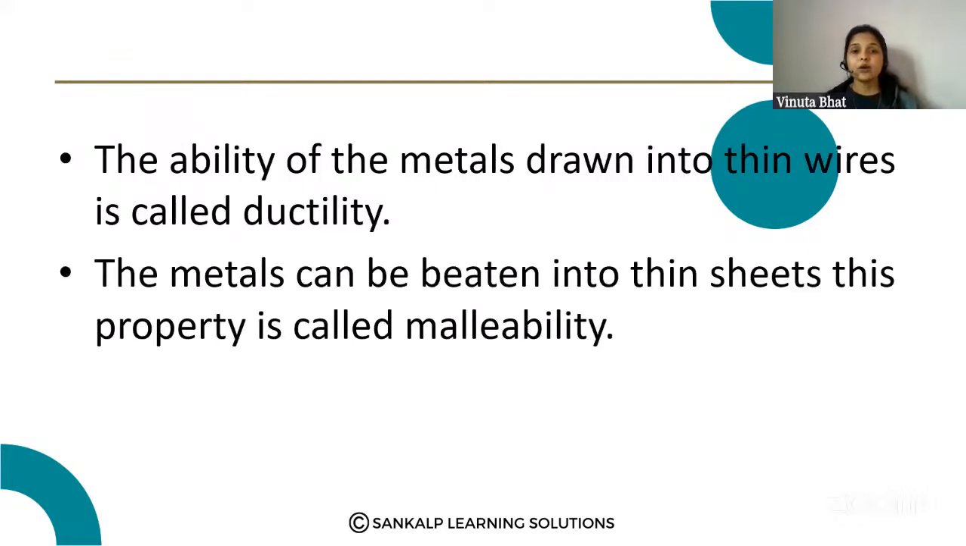The ability of metals to be drawn into thin wires is called ductility. Metals that can be beaten into thin sheets have the property called malleability. The metals can be beaten and made into thin sheets, so that is called the malleability of the metals.